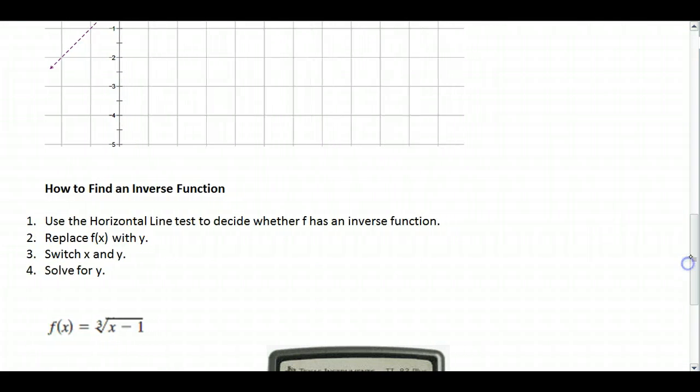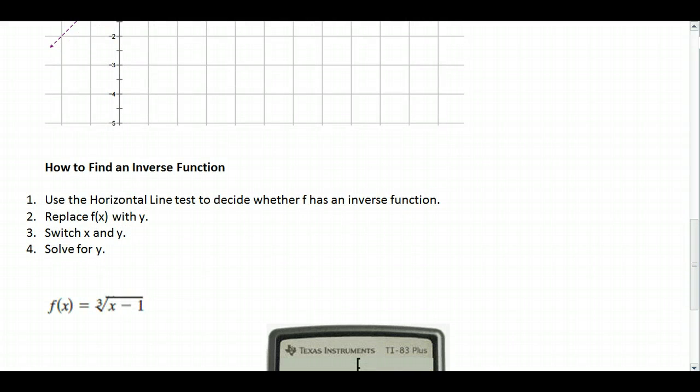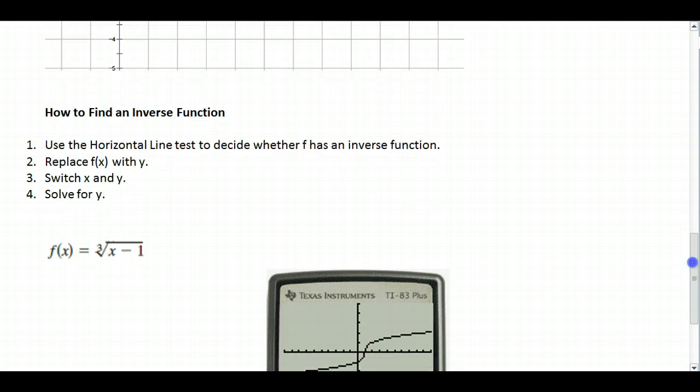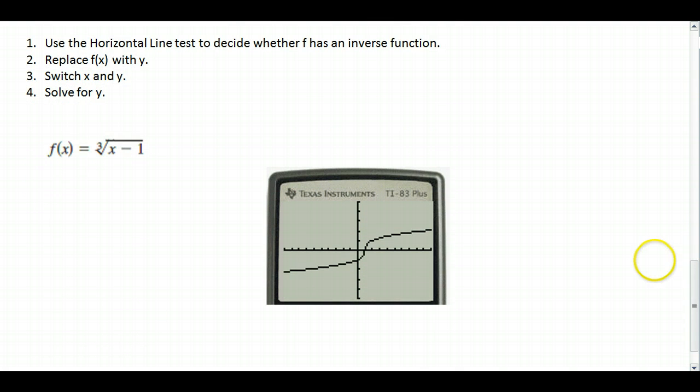Now, how do we find an inverse function if all we know is the function? Well, we're going to use the horizontal line test to decide whether it does have an inverse function, and if it passes the horizontal line test, then we'll replace f of x with y, we'll switch x and y, and we will solve for y. So, here we go. First let's see if it passes the horizontal line test, right? I took the liberty of graphing this already on my calculator, and you'll see that this does pass the horizontal line test. No matter where I draw a horizontal line, it's only going to cross that function in one place. So it does have an inverse.